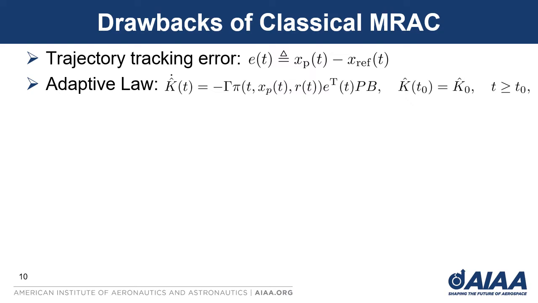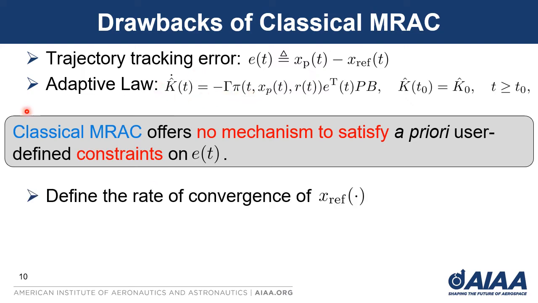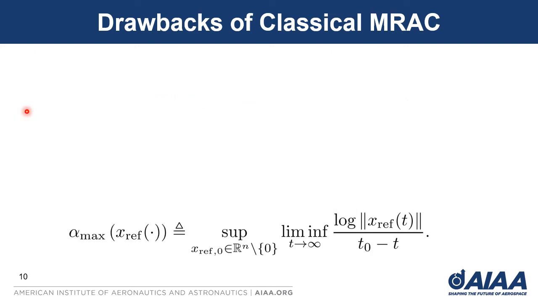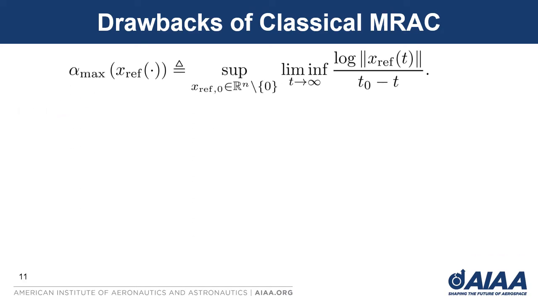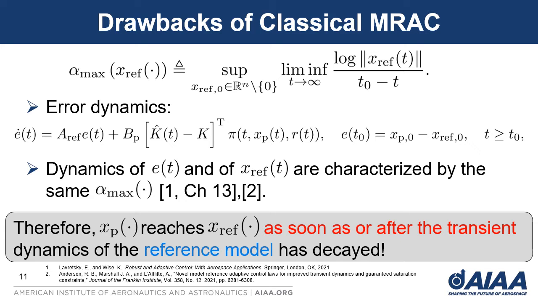So let's move on from the modeling portion and talk about the drawbacks of classical MRAC, the first of which being that it offers no mechanism to satisfy user-defined constraints on the trajectory tracking error, as evident in this adaptive law. Furthermore, if we define the rate of convergence of the reference model, alpha max, it's actually been proven that the dynamics of the error and of the reference model are characterized by the same rate of convergence, alpha max. Therefore, the plant state reaches the reference model state as soon as or after the transient dynamics of the reference model has decayed.